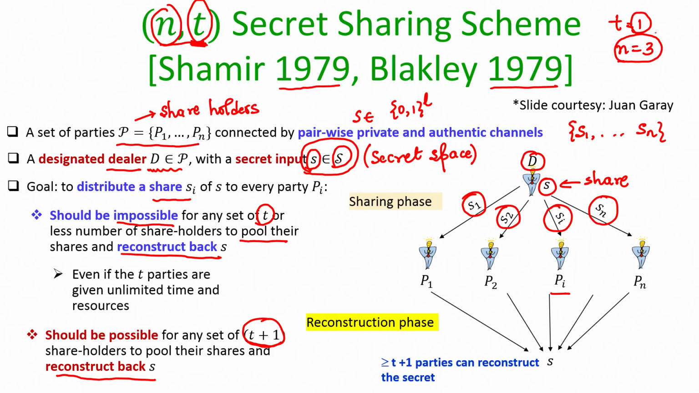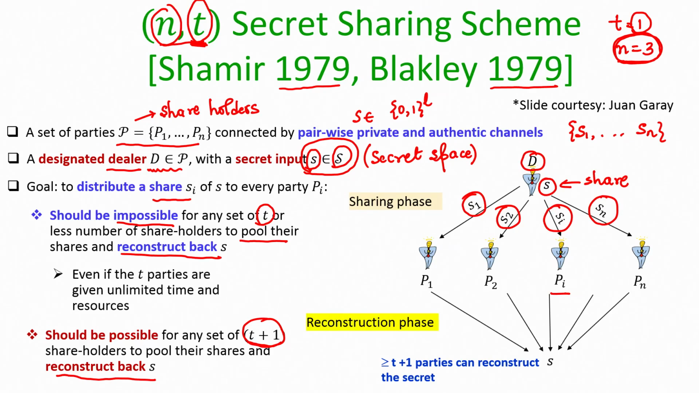In the same way, in the nuclear weapon example, we had 3 entities, namely the president, the vice president and the prime minister. They are my shareholders and my t was 1. I do not want any one of those 3 entities to be able to access the nuclear weapon, but only when 2 or more entities come together, they should be able to access it. So, that was my requirement. This is your problem of n comma t secret sharing.